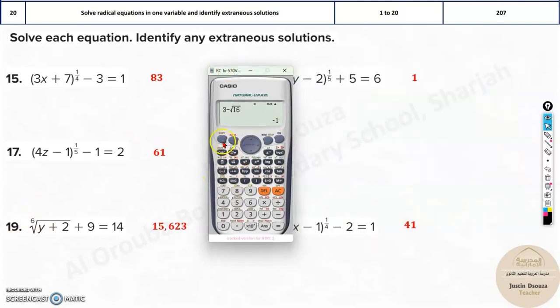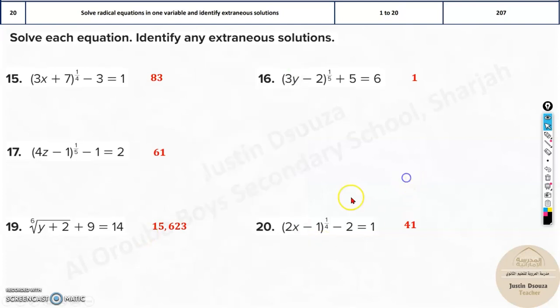Let me do this big one. It is shift and this symbol over here. Type 6, then variable y as x in the calculator because we don't have other variables. Plus 2 plus 9 must be 14. Now shift and solve. What is the answer? 15,623. That's the correct answer. So this is how you solve it. Please do solve them all by yourself and then check the answers.